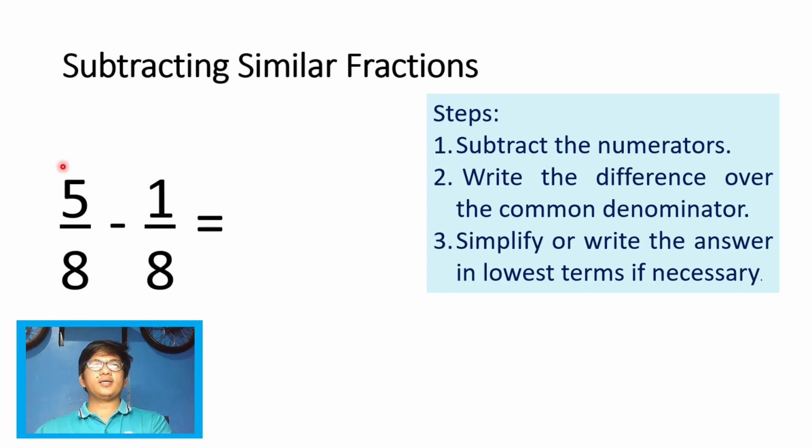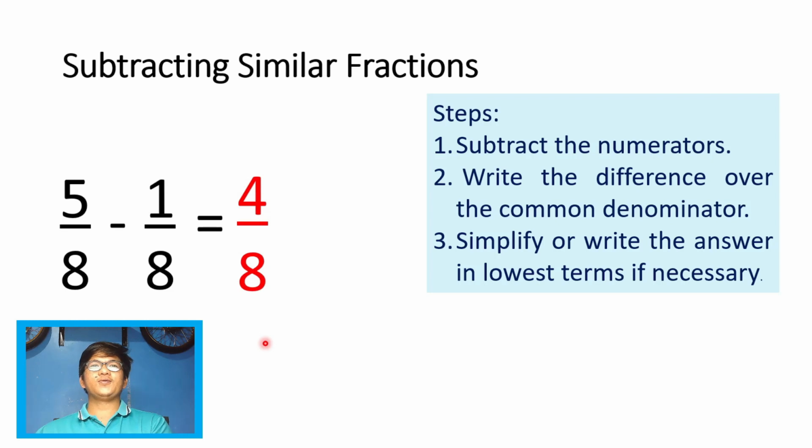Now, going back on our example, which is 5/8 minus 1/8 equals, so first step is we just subtract the numerator. So 5 minus 1, we have the answer of 4. Then we just copy the common denominator, which is 8. Now, obviously, our 4/8 is still reducible to lowest term. Again, to get the lowest term, we just simply think of a number that can be divided into 4 and 8, or what we call the GCF. So what's the GCF of 4 and 8? So the GCF of 4 and 8 is 4.